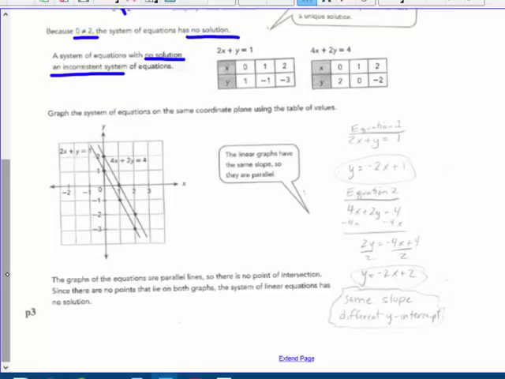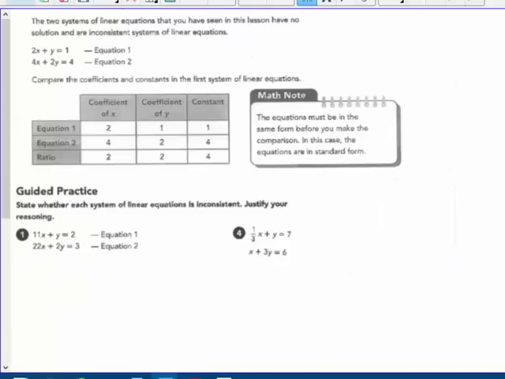Looking at the tables, you can see that the table of values, when I go to graph those points here, these linear graphs have the same slope, right? They both have the slope being -2, but their y-intercepts are different, which means if their slope is the same, they're going to be parallel if they have different y-intercepts. The graphs of these equations are parallel lines, so there is no point that they're going to intersect. Since there are no points that lie on both graphs at the same time, the system of equations has no solution.